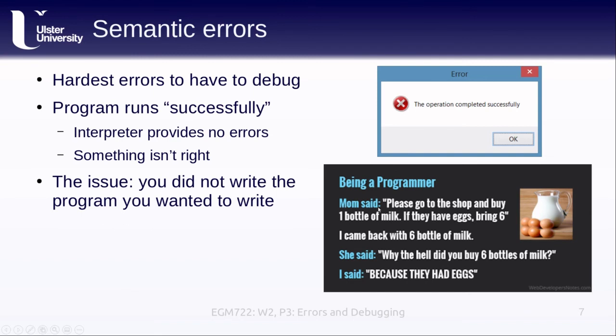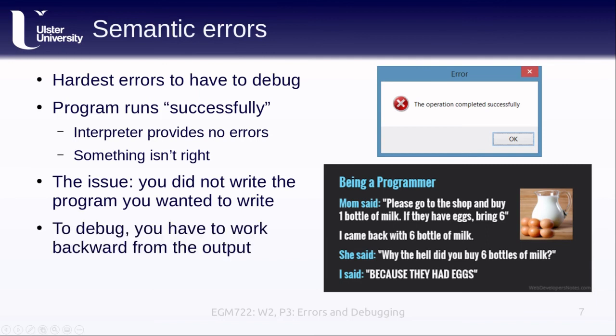So this is a joke, but this is often how computers actually work. They only follow the instructions that you give them, no more, no less. So we need to be very careful about the instructions that we provide. In order to debug these kinds of errors, we have to work backwards from the output. So here, because we have 6 bottles of milk, why did this happen? We go back to the original instructions to look at what happened to cause the output that we think was an error.